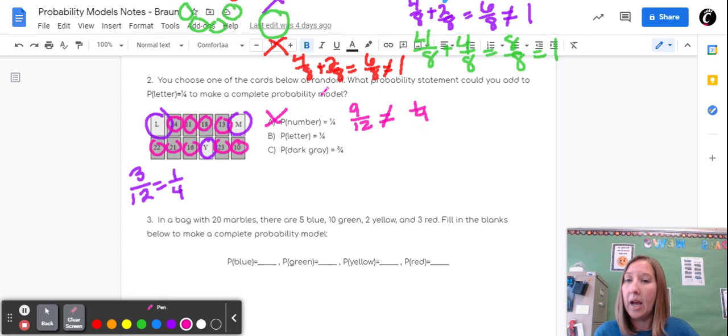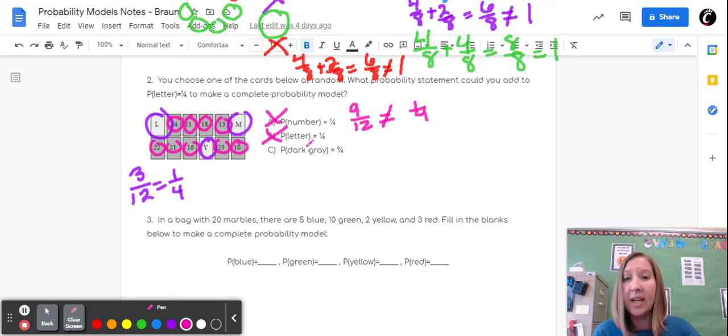So we're looking at the probability of a letter 1/4 and the probability of a letter which equals 1/4. Well, now we're adding the same probability, not all of our probabilities, because we already had the probability of our letter is 1/4. So we can cross out the second one as well, because that just doesn't make sense. It doesn't add together all of our probabilities.